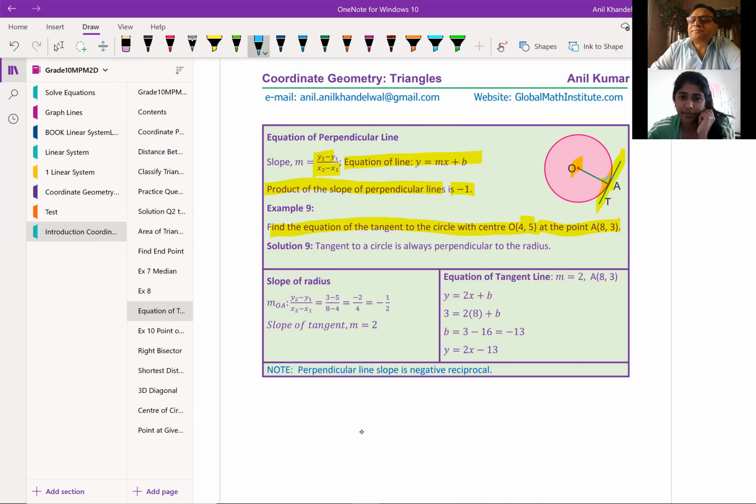Yes. I think I would start by finding the gradient of the radius, and then with that, you need to find the equation of the tangent. It would be the negative reciprocal. So in this case, you've got the slope of the radius as -1/2. So the tangent will be 2, because -1/2 times 2 is -1. Correct. And then you use that negative reciprocal, 2, and use the coordinates of point A to find b. And so you get the equation of the tangent.